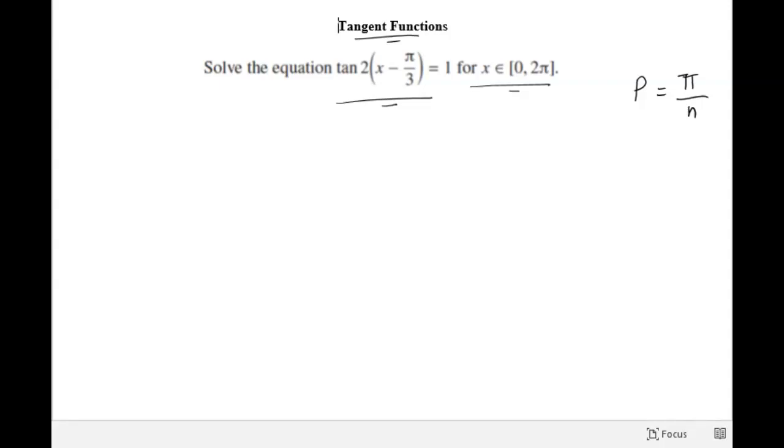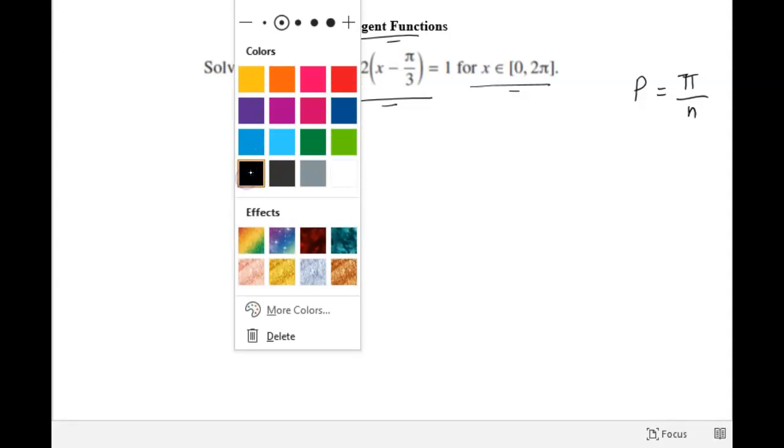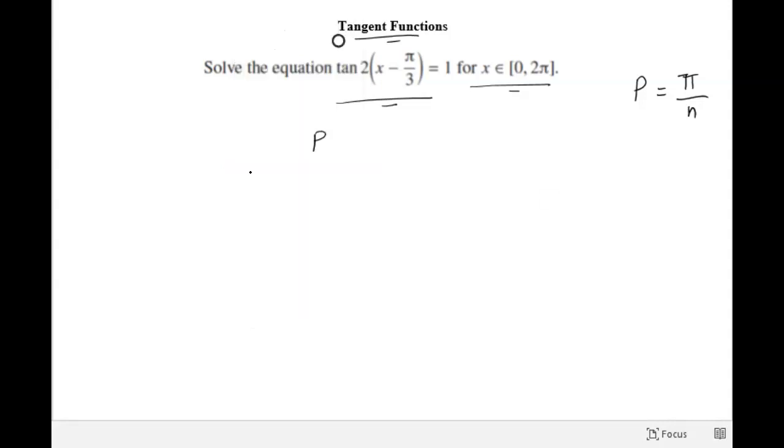So to start off this particular question, tan of 2 times x minus pi on 3 has a period of pi on 2, because the value for n is 2 in this case. So this one has a period of pi on 2, which means in the domain that we're trying to solve for x, we'll be able to fit 4 cycles of the tangent function within the domain that's been given to us.